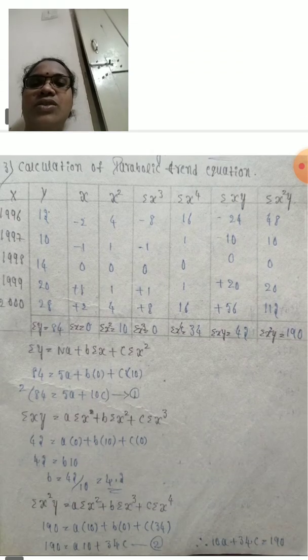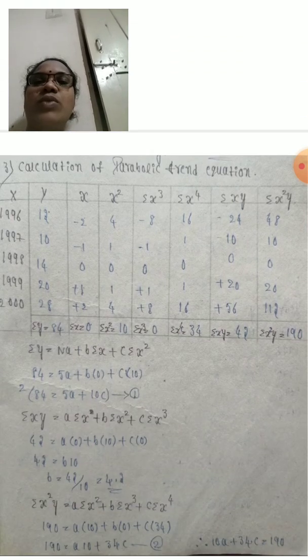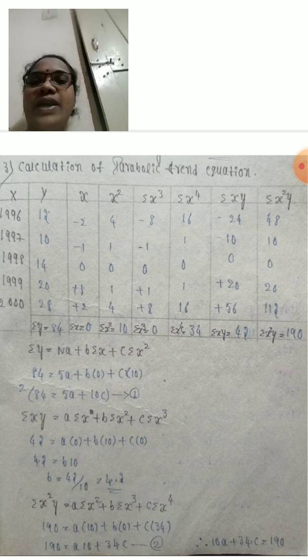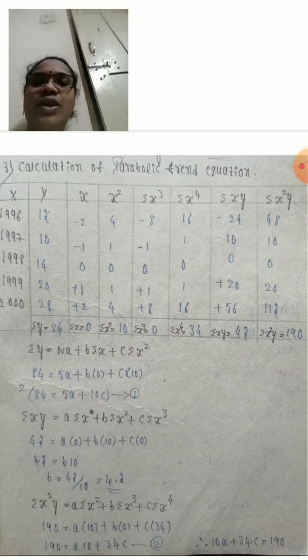Now the solution. Calculation of parabolic trend equation. X is 1996, 1997, 1998, 1999, 2000. Here an odd number of years are given. Y is 12, 10, 14, 20, 28. The total of sigma y equals 84. X, since an odd number of years are given, is minus 2, minus 1, 0, 1, 2. The total of sigma x is 0.